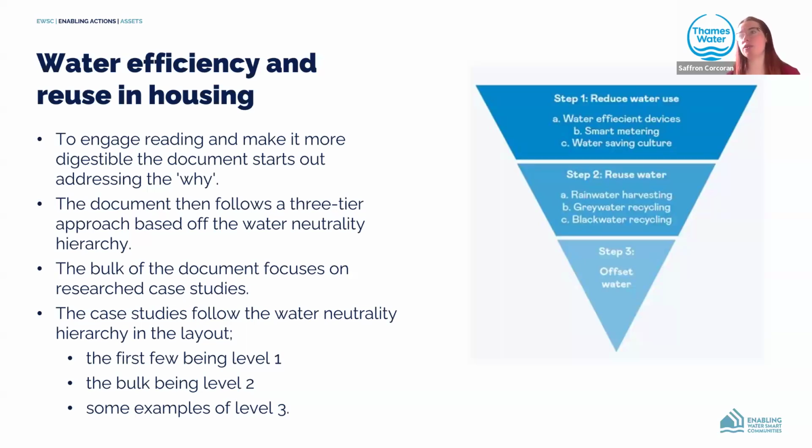And then this is where our water neutrality hierarchy comes in. The document follows this 3-level tiered approach. So the bulk of this document is case studies, and all these case studies link to these different levels. Level 1, reduce water; level 2, reuse water; and level 3, offset. The mass amount of these case studies do link with level 2, which is reuse of water, something that we can see is clearly being used more and more, but we need to push forward a lot more, which is why we've got the bulk there.